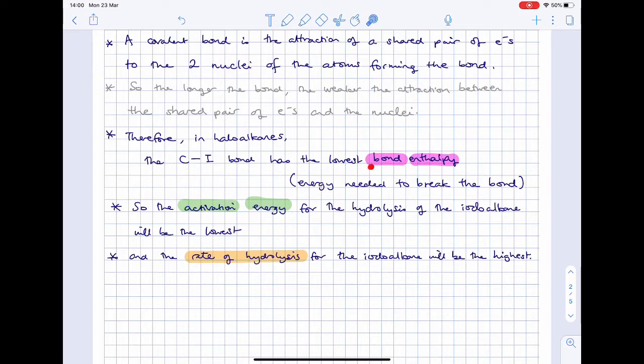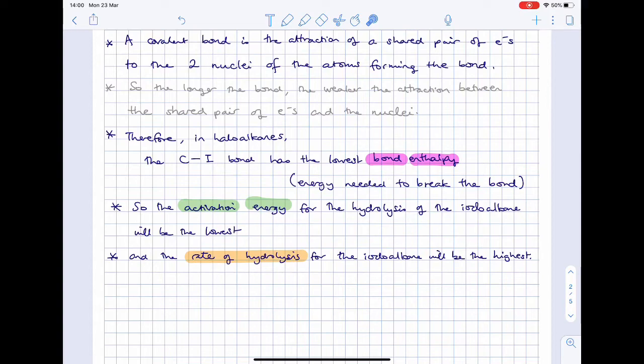So we haven't mentioned what bond enthalpy is before. Bond enthalpy is the energy needed to break a bond. We look at enthalpy in more detail in another topic, in fact, the topic we do after haloalkanes. So bond enthalpy is the energy needed to break the bond, and the carbon-iodine bond has the lowest bond enthalpy because the least energy is needed to break that bond, because it's the weakest.